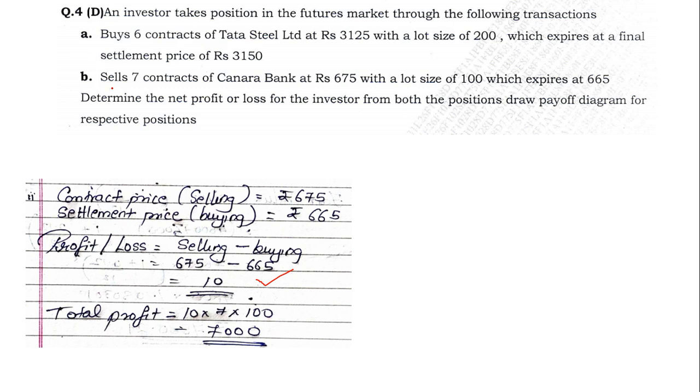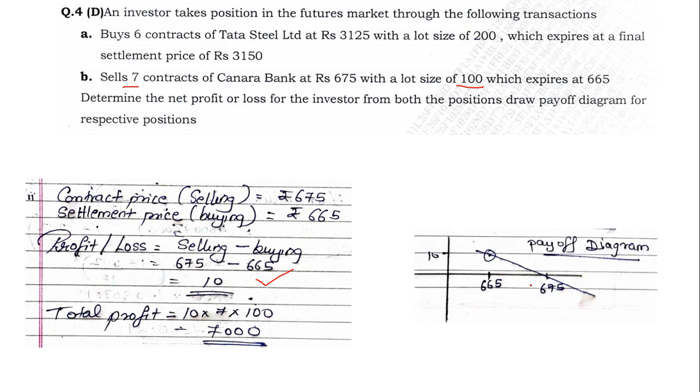Total profit is 10 into 7 contracts into lot size of 100. So 10 into 7 into 100, which comes to 7,000. So the total profit is rupees 7,000. Diagram, okay, 665, 675. Settlement price was 665, so we mark 665 as profit, and we draw the curve from the contract price till that point.